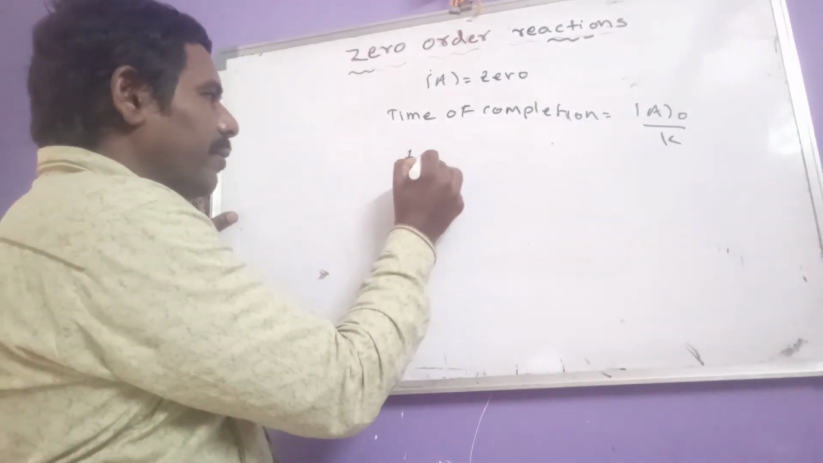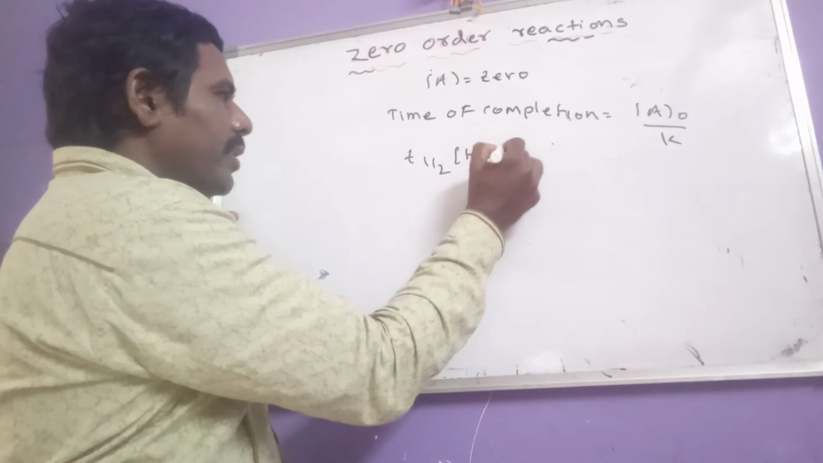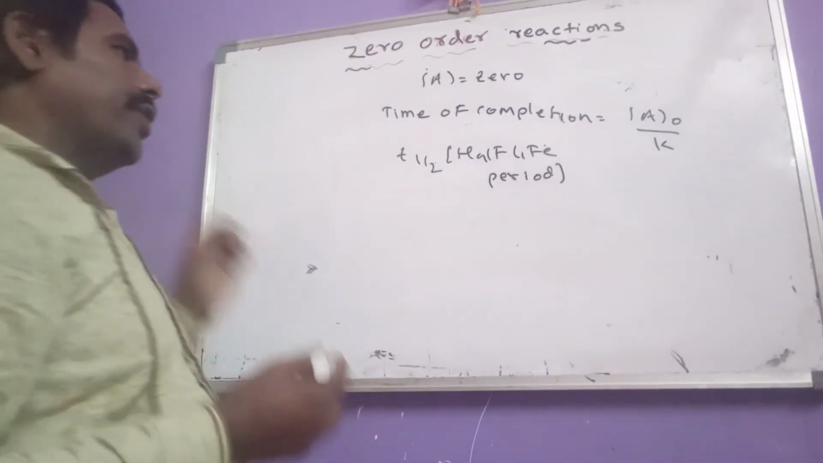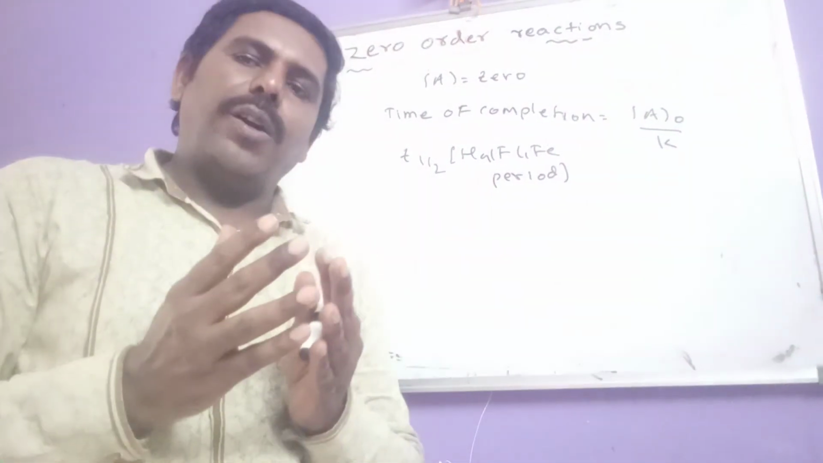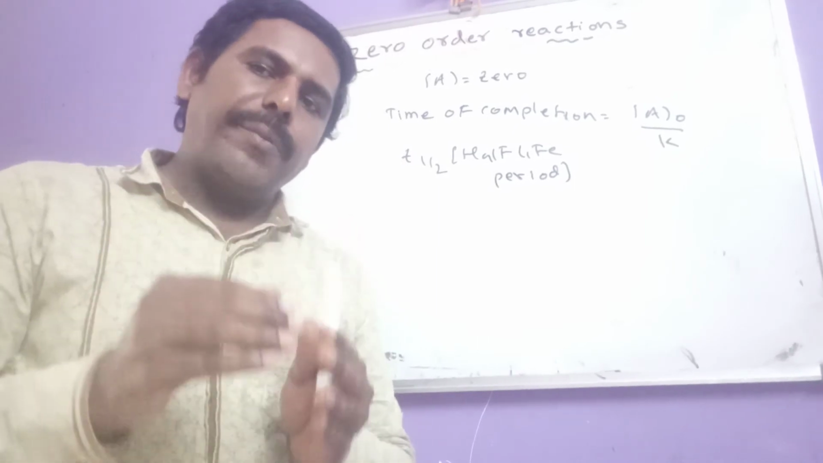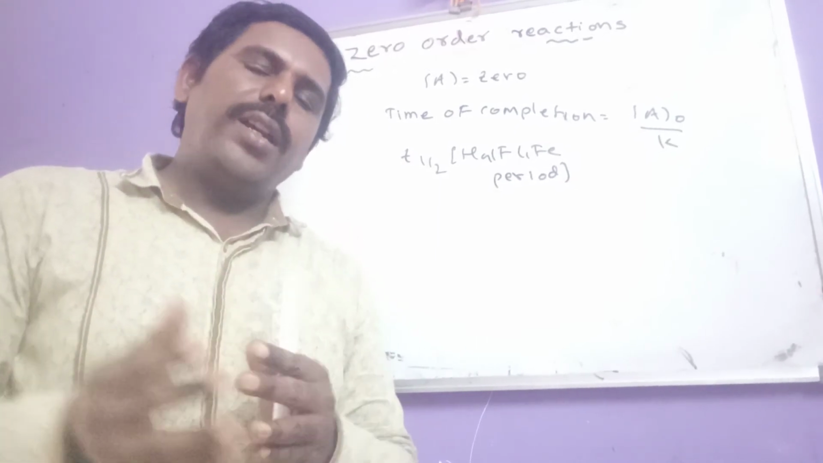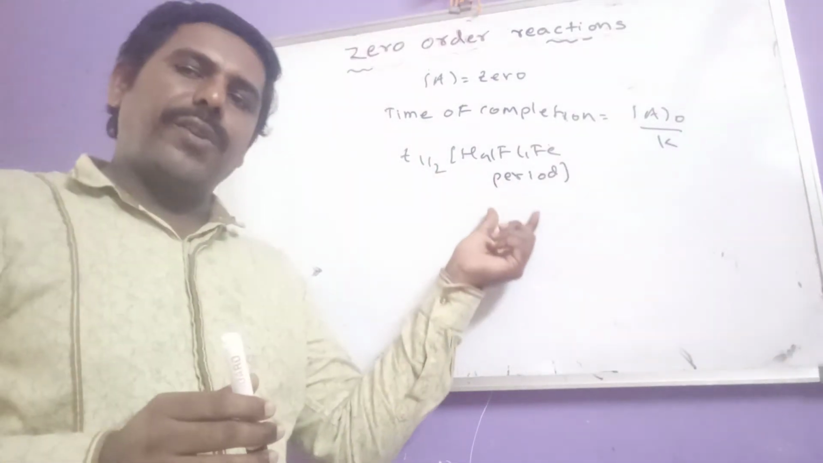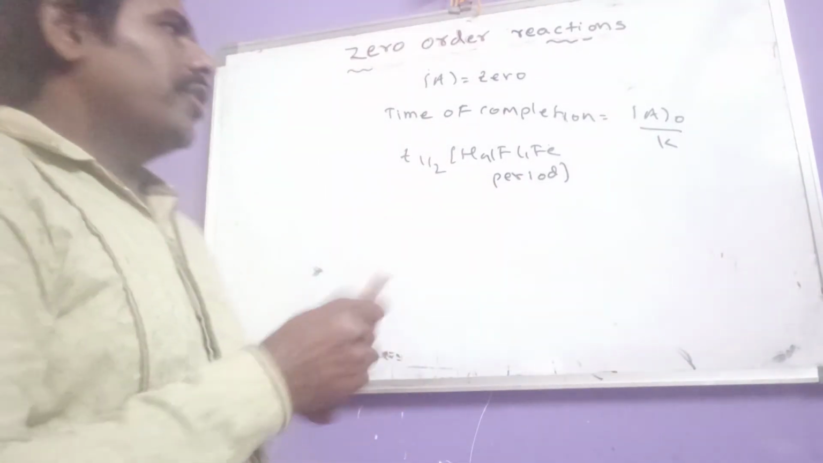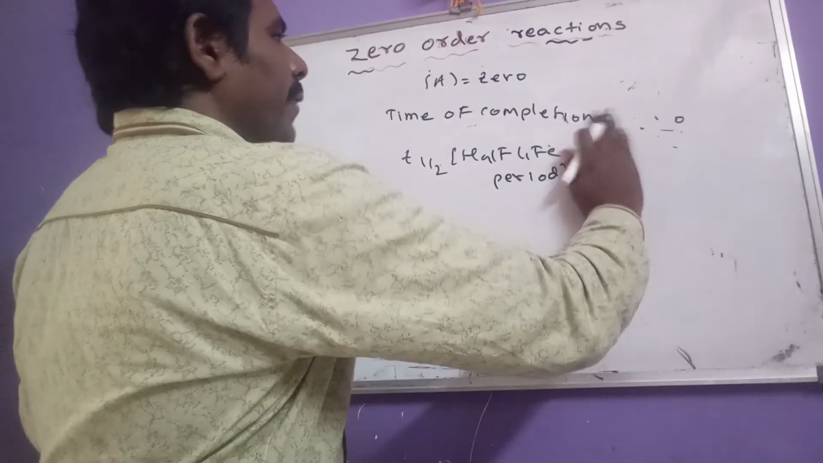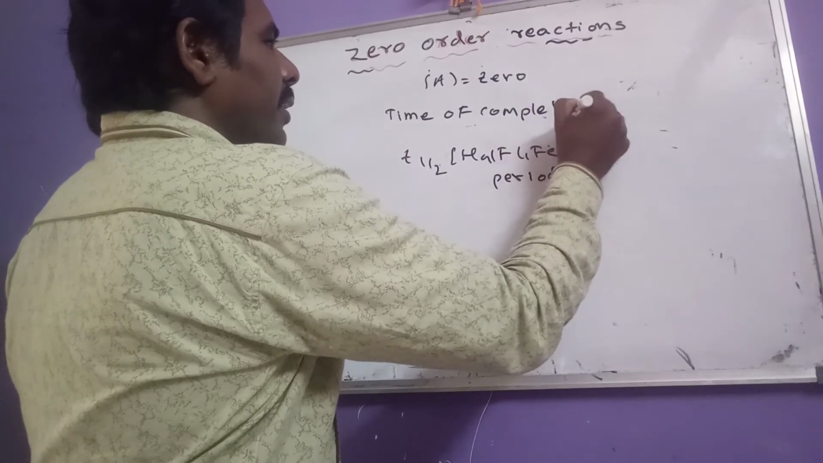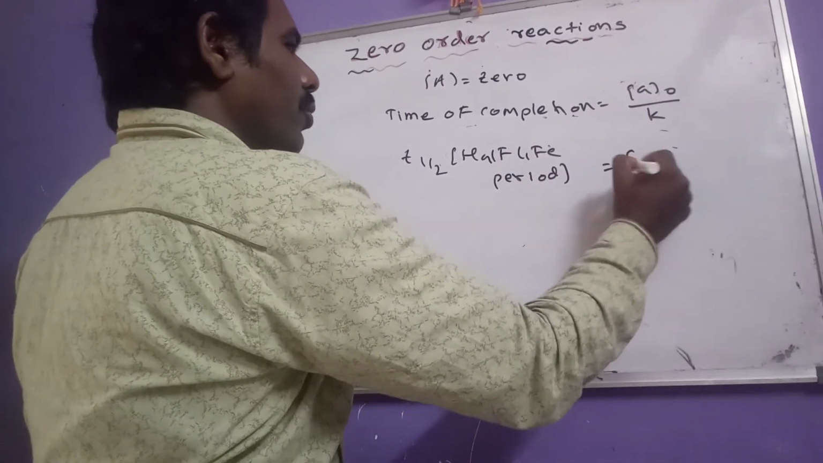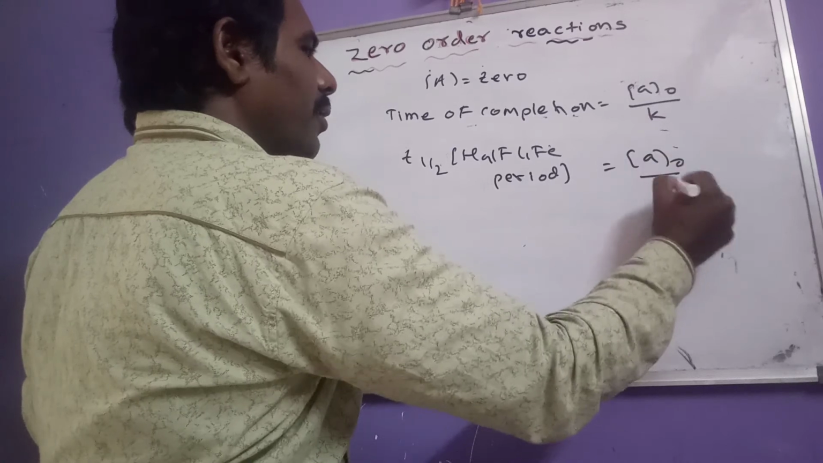And T half, that means half life period. What is the meaning of half life period? Let us see here. The concentration of reactant, after some time, will become half of its value. The time required for the initial concentration to become half of its value is known as the half-life time or half-life period. So now, if that is the time of completion, then T half equals A naught by 2k.